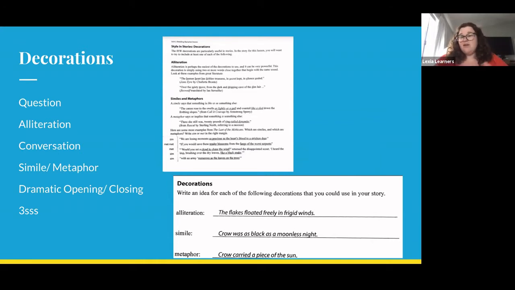The 3 SSS means very super short sentences. So 3 super short sentences in a row, like it was dark, the clouds were black, the storm rolled in, like very short sentences to make it kind of dramatic. Decorations are probably one of the most fun things to write. And this is an example of how one would be introduced in the book. So it'll give a description of what it is, some examples, and then it'll have some pages for your student to practice all those different things.